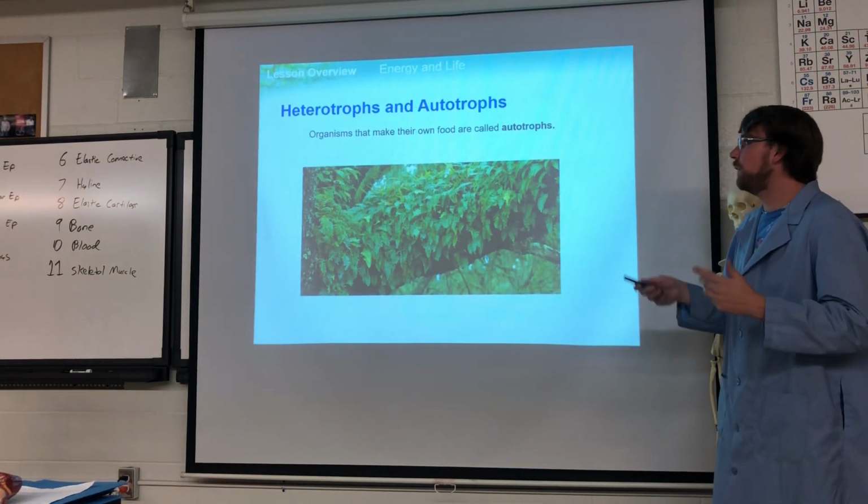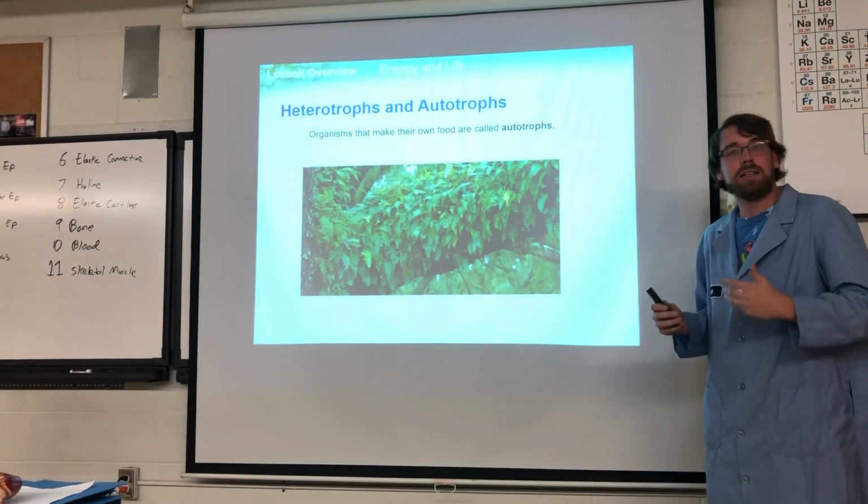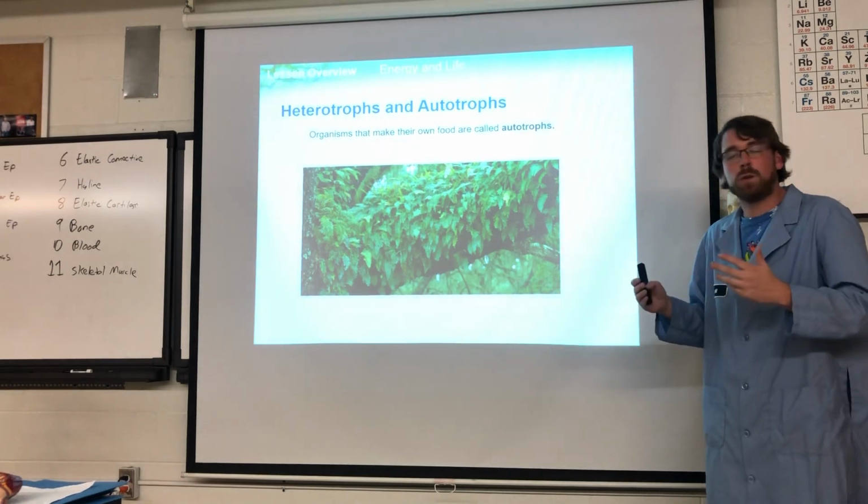So organisms that make their own food are called autotrophs. That would be plants and algae, things that can do photosynthesis.